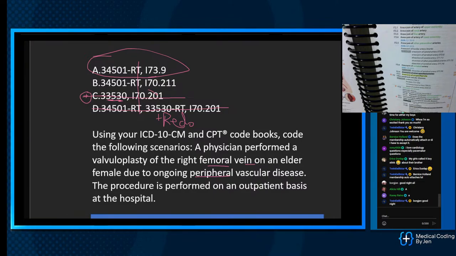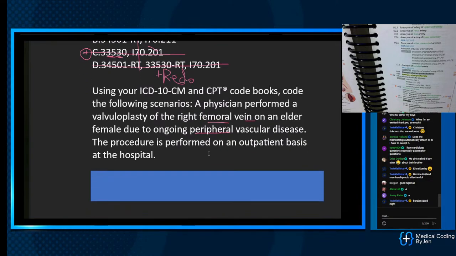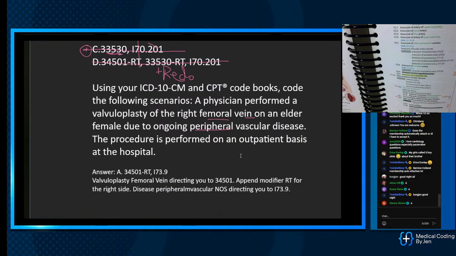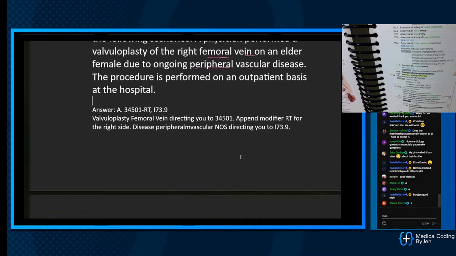Good night, Jen. You like the pacemaker questions? That's awesome. All right, let's see. Good, A. A is correct. Good job.